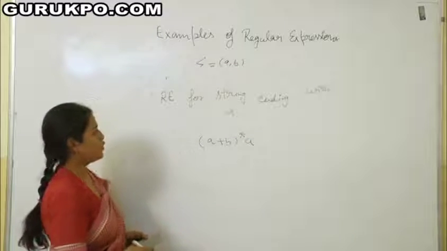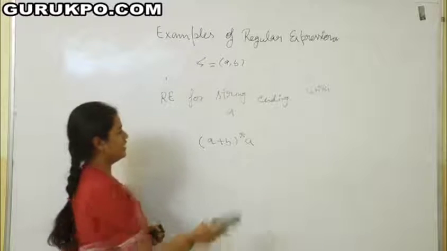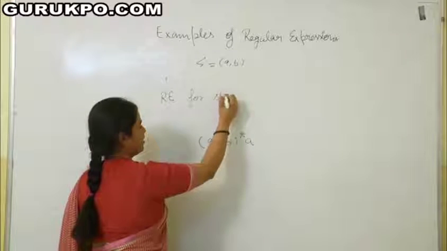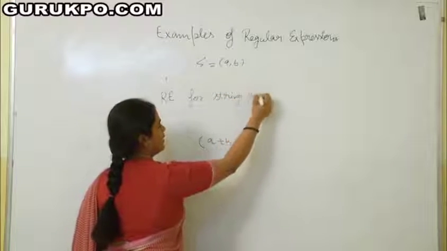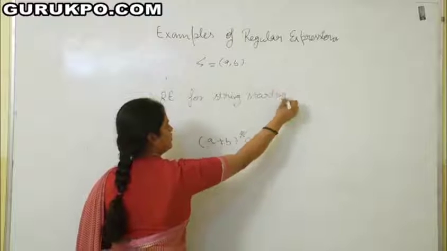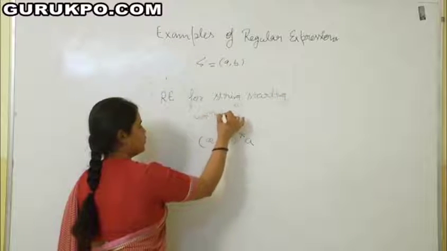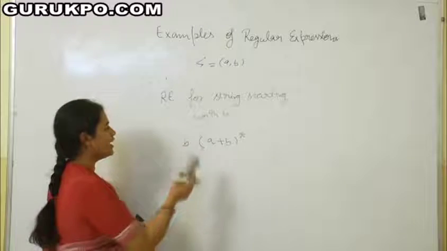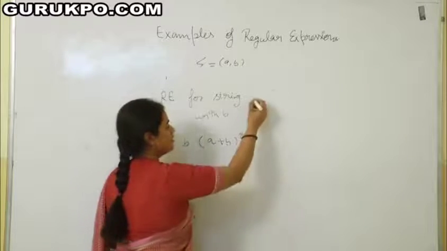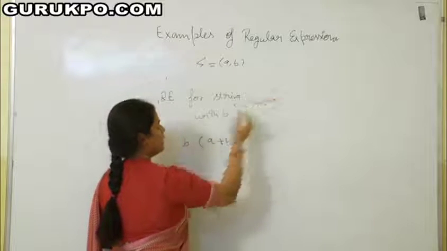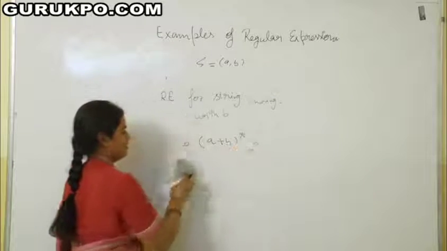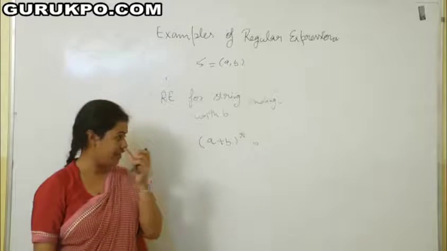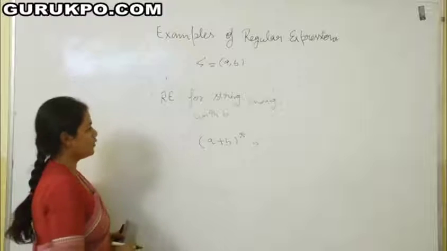Now, suppose you want to write a regular expression for a string starting with B. You simply have to write B here. If suppose you have to write ending with B, simply remove this B from here, put this B there. In this way, you can write the regular expression.